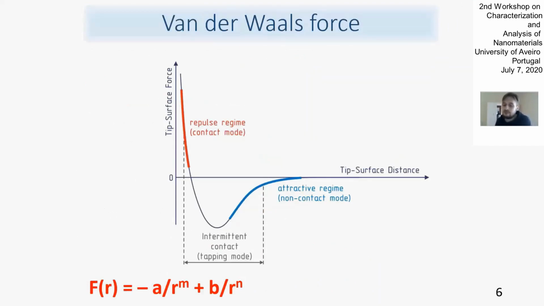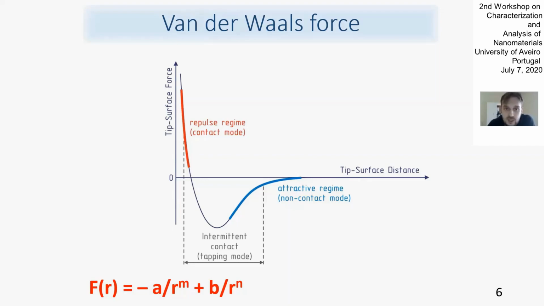And the fundamental basics of atomic force microscopy lies in the van der Waals force interaction between the tip and the surface. You know this potential curve, and we see that there are different regimes of the tip-surface interaction. It can be a repulsive regime or an attractive regime, or it can be the so-called intermittent contact or tapping contact, where you have oscillations between different regimes.